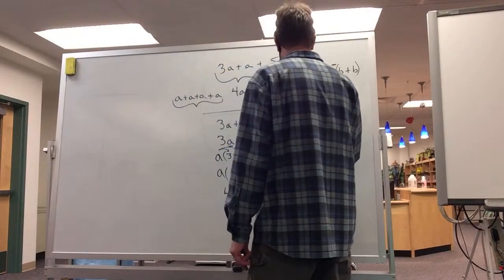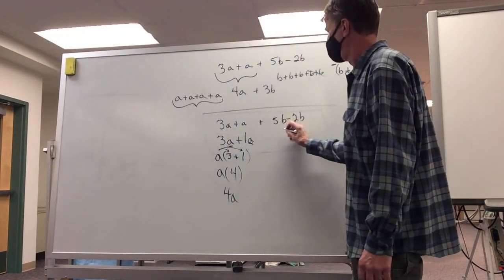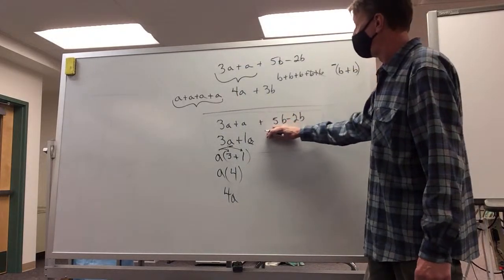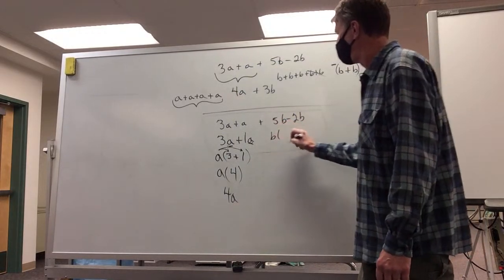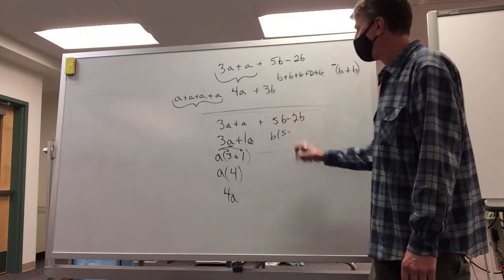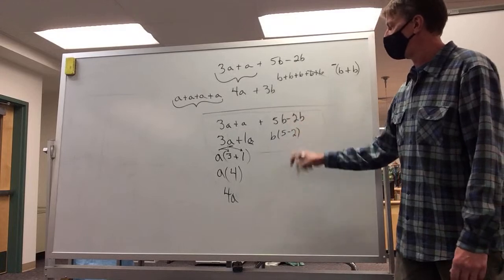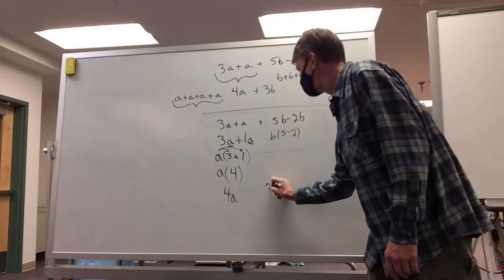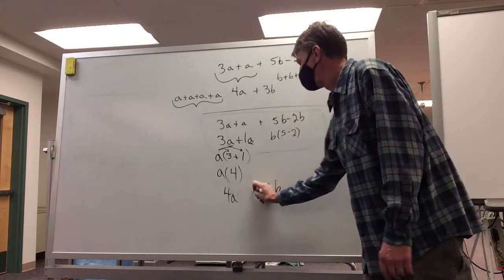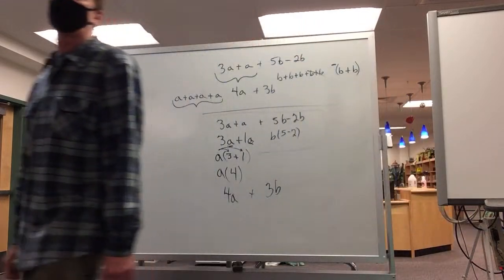You can do the same thing over here. 5b minus 2b. This right here is the same as b being multiplied by 5 and then being multiplied by a negative 2. 5 subtract 2 is 3 times b. That's the second way to look at it.